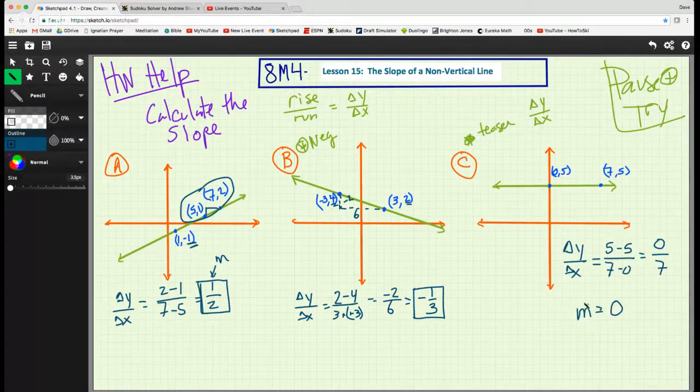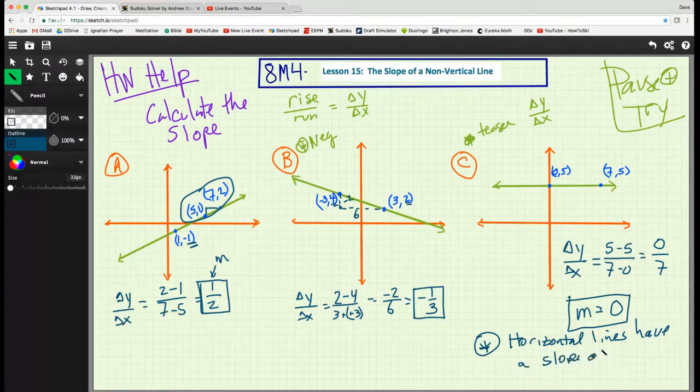It's simply 0. So one key piece of learning is that horizontal lines have a slope of 0. And that kind of makes sense, right? Because positive slopes go up from left to right, negative slopes go down from left to right. So what's between negative and positive? Well, between negative and positive is 0. So you kind of expect that you should be able to get a 0 slope when you think about it.